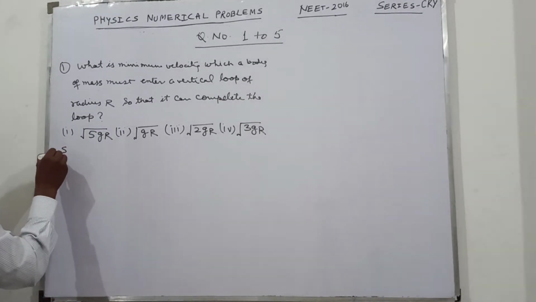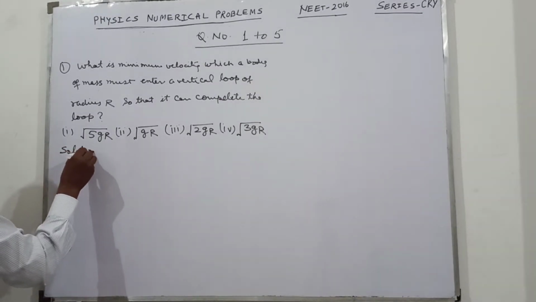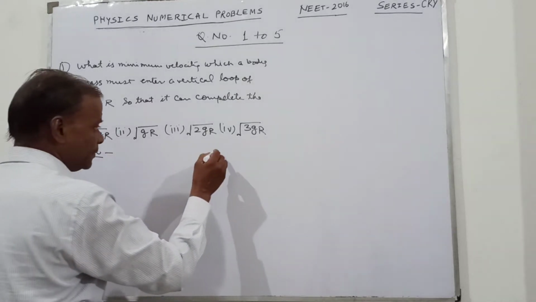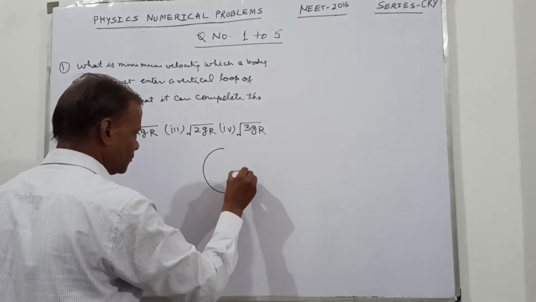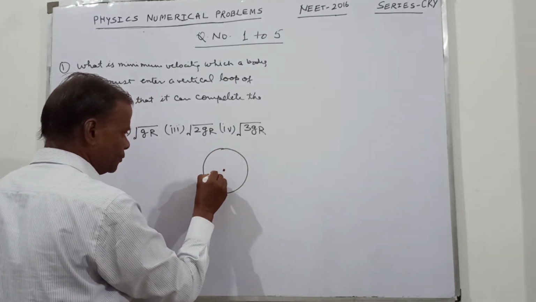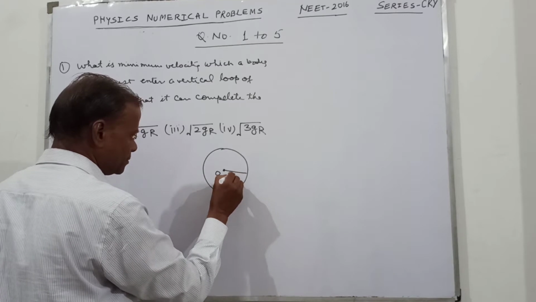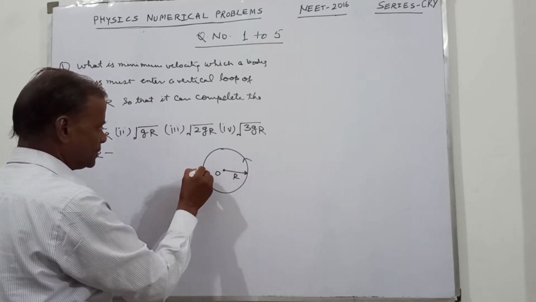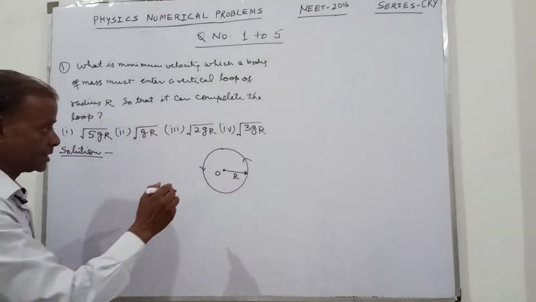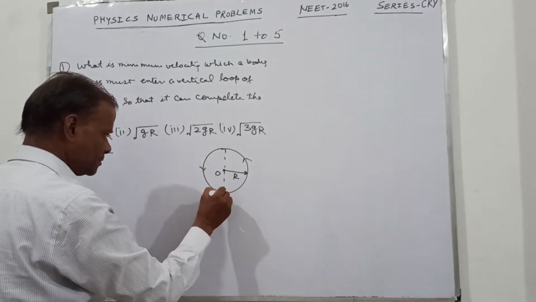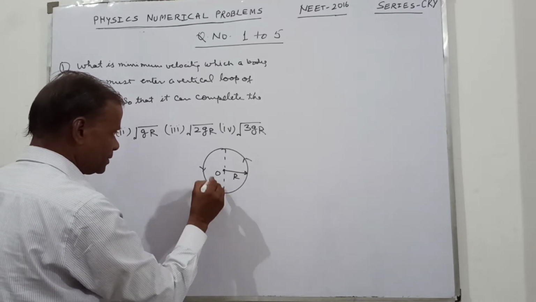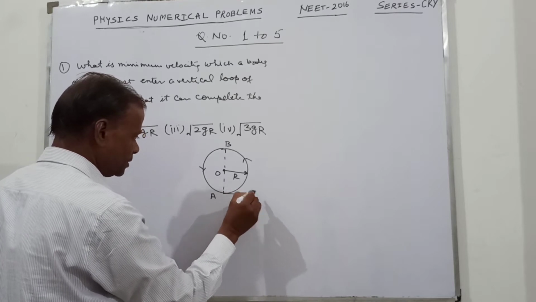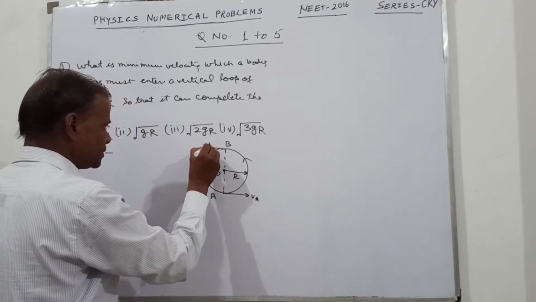Now the solution to this question: this is the vertical circle with radius r. The particle is moving like this in the vertical circle. This is the lowest point A, and this is the highest point B. Here the velocity is VA, and here the velocity is VB.